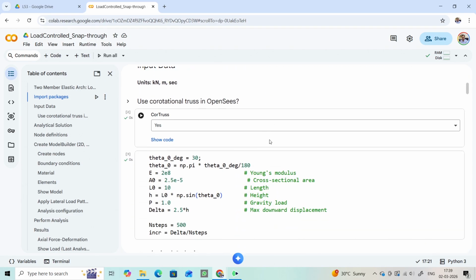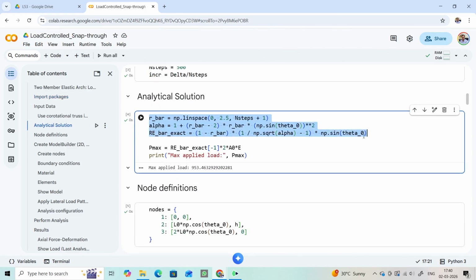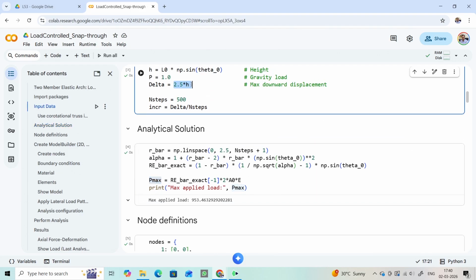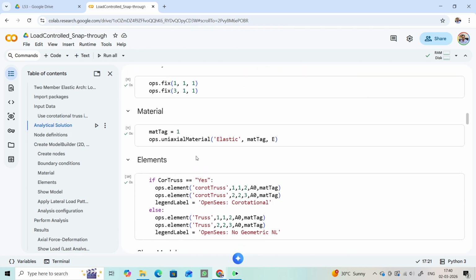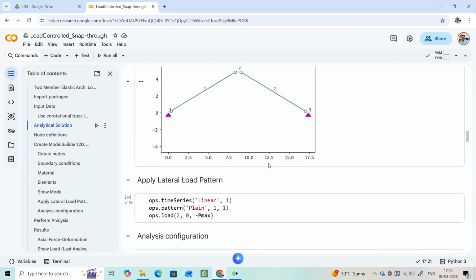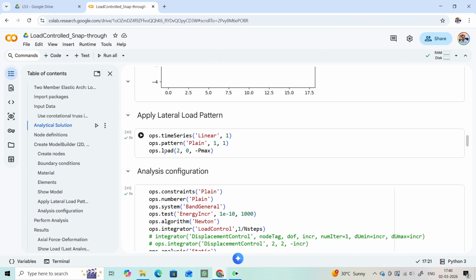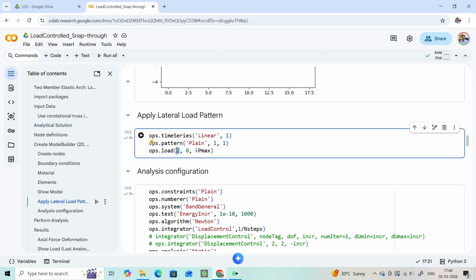Okay. So first, I have done the analytical solution and determined the maximum load that I am applying, corresponding to 2.5 times the height, that is the displacement I am going to go through. So P max is stored here, and then I created the model. Here is the model, and what I am doing is applying at node 2, in the negative y direction, vertically downward, this force P max using a time series which is linear. That means I will be increasing the load starting from 0.